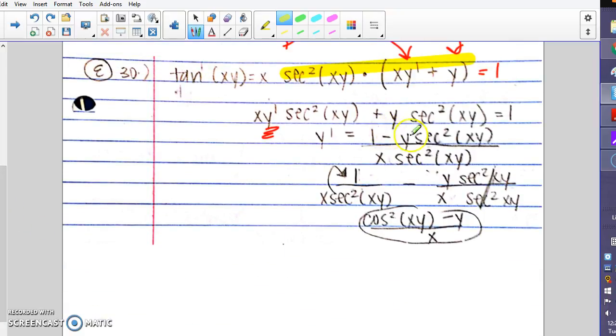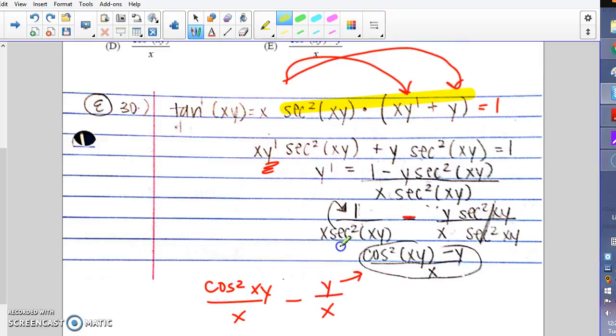So I broke this into 2 separate fractions, so 1 over that stuff, and I kept the subtract y over that stuff. Now, what I did is that secant squared moved to the top to get cosine squared, and that still had a denominator of x, so it became cosine squared of xy over x. Secants canceled over here, and that went down into y minus x, and then recreated one fraction.